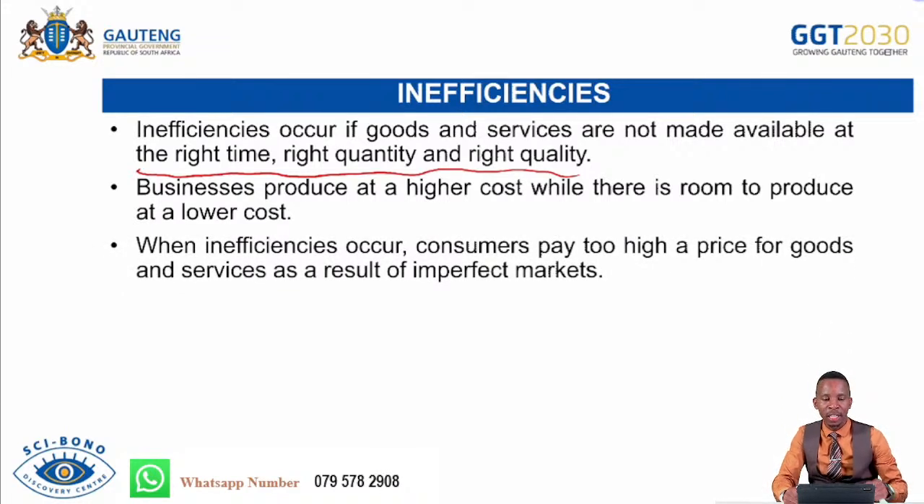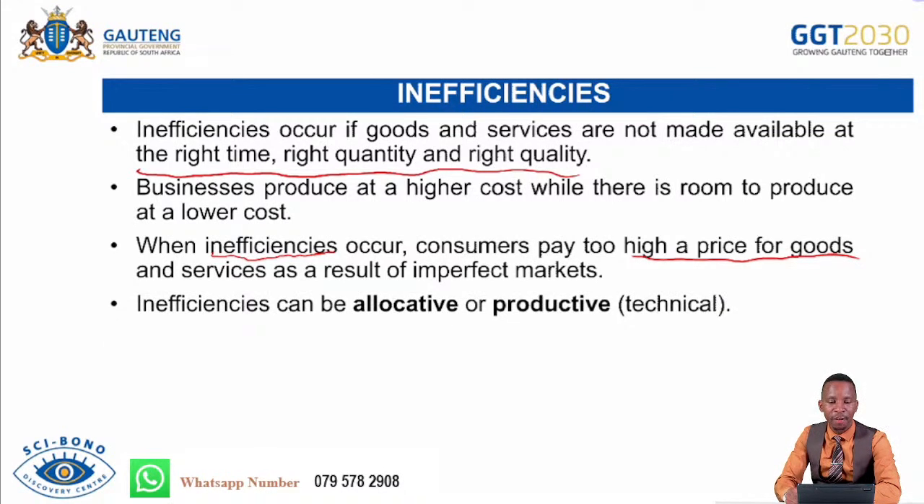When inefficiencies occur, consumers pay too high a price for goods and services as a result of an imperfect market. So whenever we come across inefficiencies, consumers find themselves paying higher prices for goods and services produced or supplied by the market, especially under imperfect markets. Inefficiencies can be allocative or productive. Remember, productive inefficiency is also known as technical inefficiency.